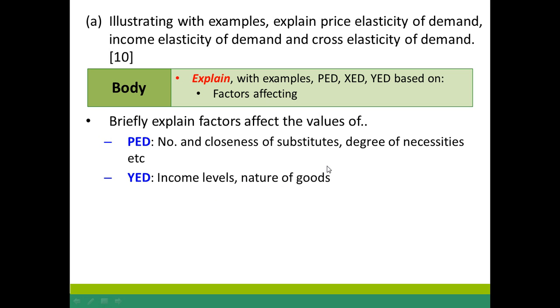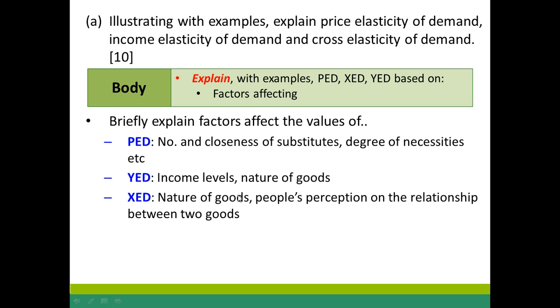And of course, we also need to consider the nature of the good. Okay, so whether it is an agricultural food product, or is it a manufactured good like iPhones and computers and things like that. Okay. For XED, again, it depends on the nature of the good. Okay, so it is quite natural that things like tea and coffee are substitutes of each other, but things like tea and sugar are complements. Okay, but of course it depends on people's perception of these products.